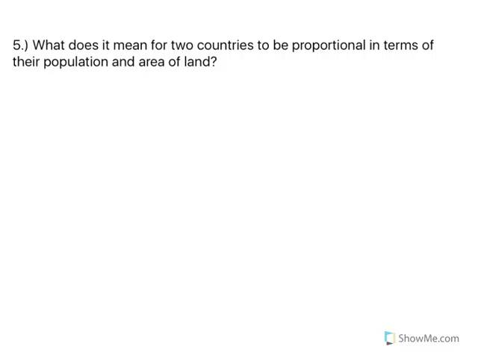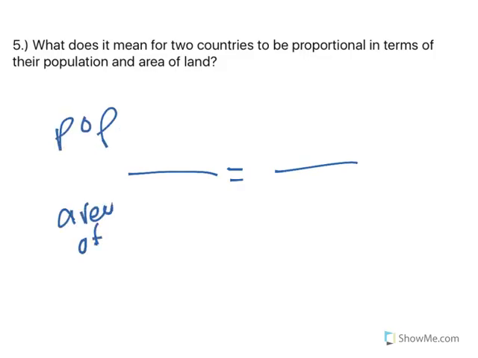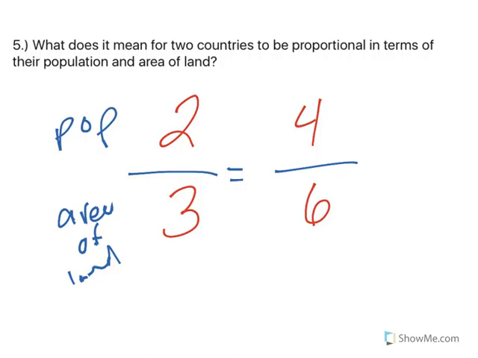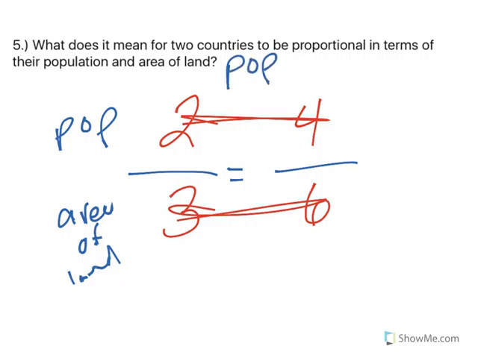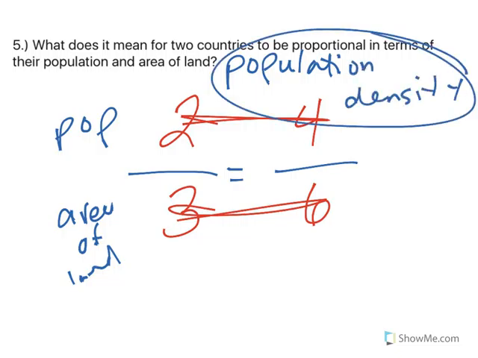Okay, so what does it mean for two countries to be proportional in terms of their population and land area? Okay, well, first let's think about a proportion. If we're talking about population in area of land, that's population density. So if they're proportional, like 2/3, 4/6, right, they reduce down to the same thing, that means that these countries have the same population density. That's what it means if two countries are proportional in terms of population and the area of their land. Yeah, that's it.